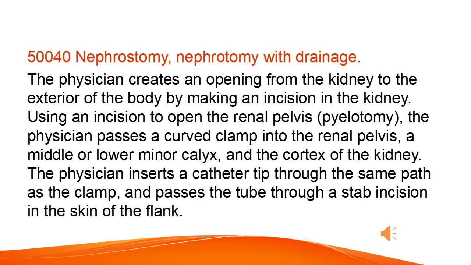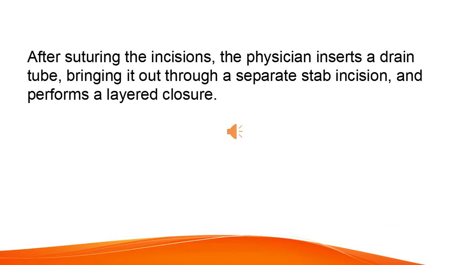The physician inserts a catheter tip through the same path as the clamp, and passes the tube through a stab incision in the skin of the flank. After suturing the incisions, the physician inserts a drain tube, bringing it out through a separate stab incision, and performs a layered closure.